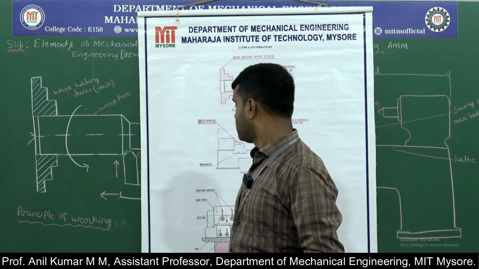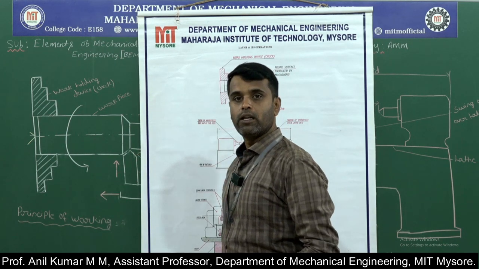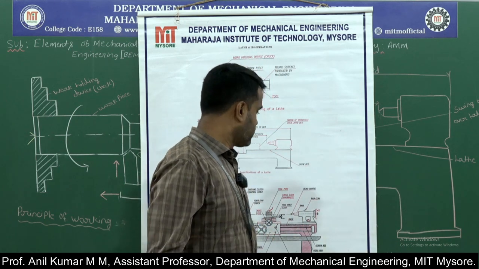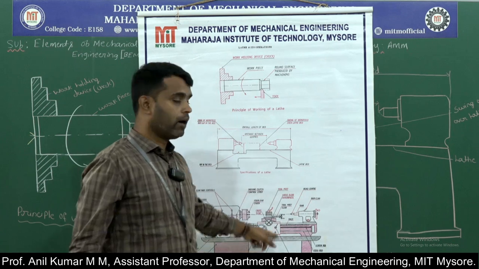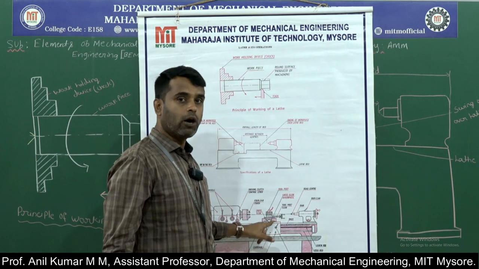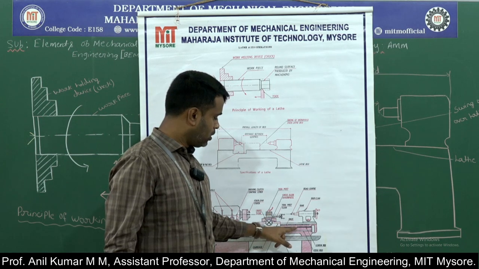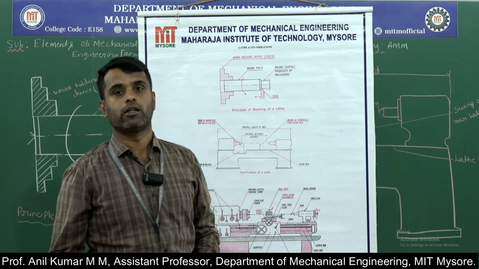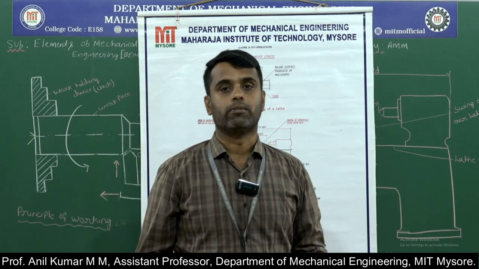And next we discussed the parts of the lathe. The various parts of the lathe are: the bed, headstock, tailstock and carriage. In the carriage there is a saddle, cross slide, compound rest, tool post, lead screw and feed rod. These are the main parts of the lathe machine.